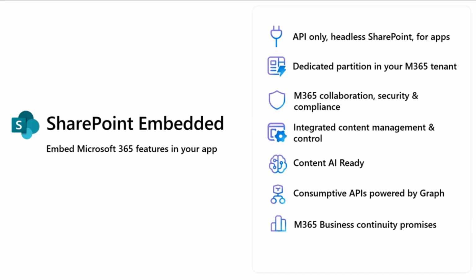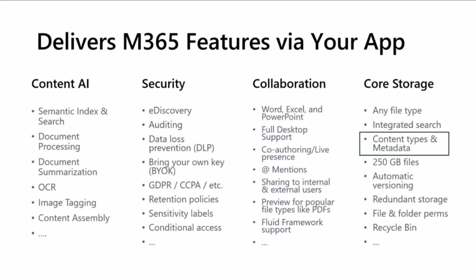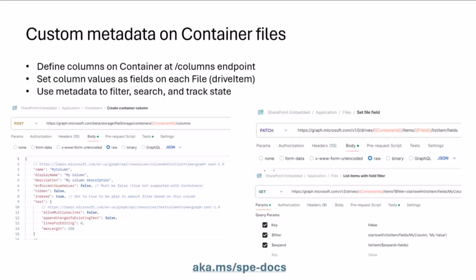A whole bunch of capabilities come out of the box. Here are some of them. I'm not going to go over them all, but it's spread across several areas: content AI, security, collaboration, and core storage. Today, I'm going to focus on some of the core storage capabilities and specifically metadata. So how you can define a schema on the files you're going to store in a particular container, how you can set those fields on those files, and how you can use that data. The short version is, a container is almost like a document library in SharePoint. It's a place to put files.